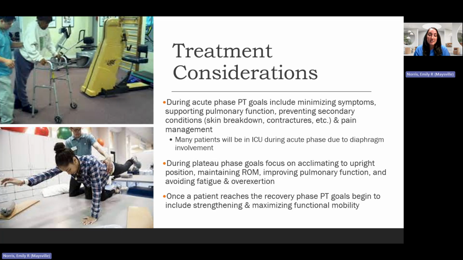During the plateau phase, the goal is focusing on acclimating to upright, being able to sit up without that orthostatic hypotension, that drop in blood pressure, maintaining the range of motion so that they're not losing motion or losing the ability to gain that function as they improve, improving their breathing, their pulmonary function, avoiding overfatigue, overexertion. And then once they reach a recovery period, then you can start doing strengthening and functional mobility, just like other types of physical therapy. Again, I would be very cautious and careful not to overexert, but you can progressively begin doing more and more.